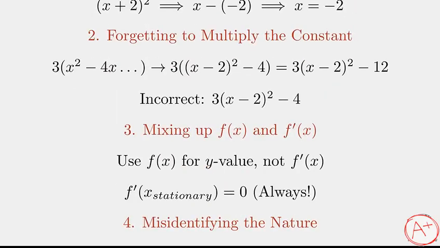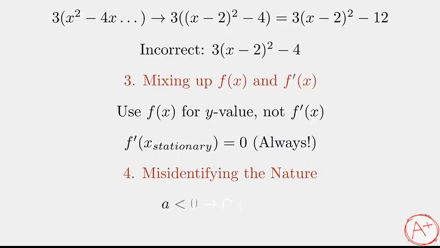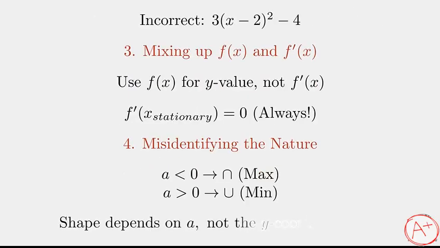Always check the sign of the x squared term at the very beginning. A negative a means a maximum, while a positive a means a minimum. Don't let a negative coordinate for the vertex confuse you about the shape of the graph.